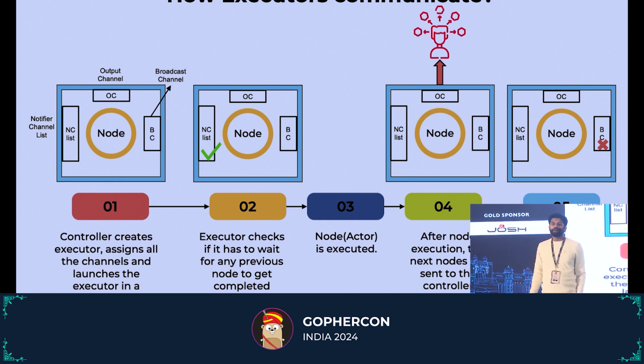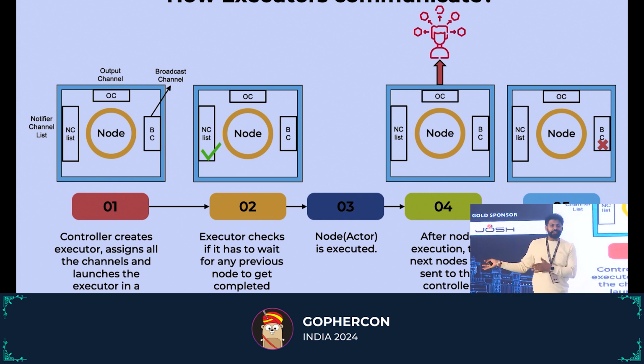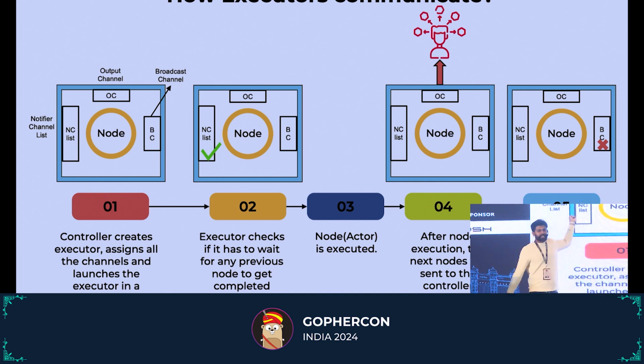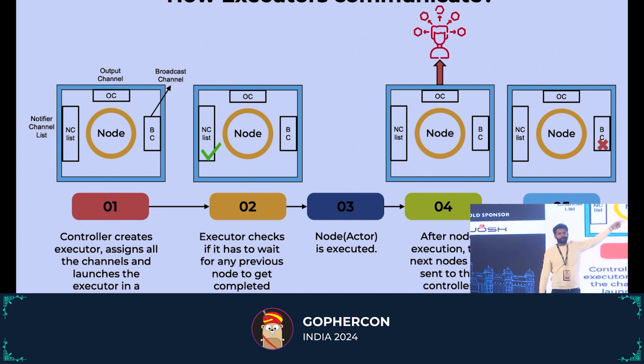Now let's talk about how the workers were communicating with each other. How did the flow go from one executor to another executor? For this, I used one of the nicest features of Go, that was channels. For each executor, there were 3 channels: a notifier channel list, an output channel, and a broadcast channel.